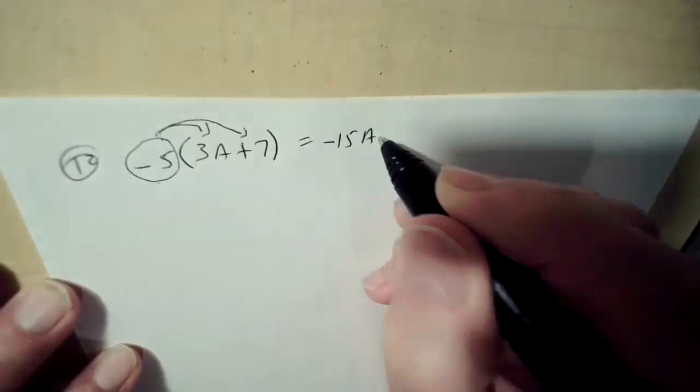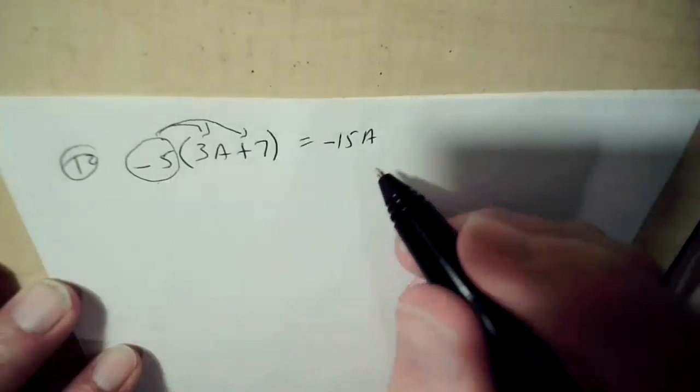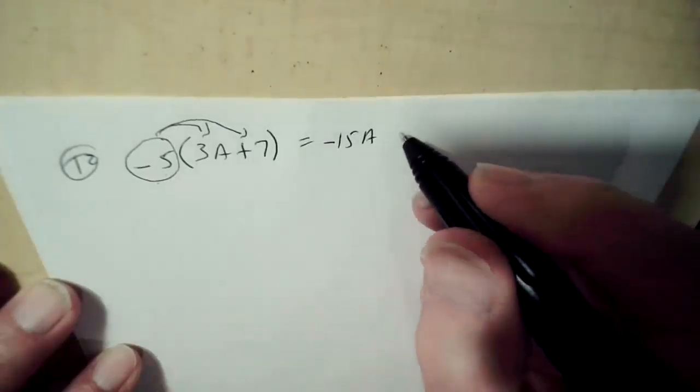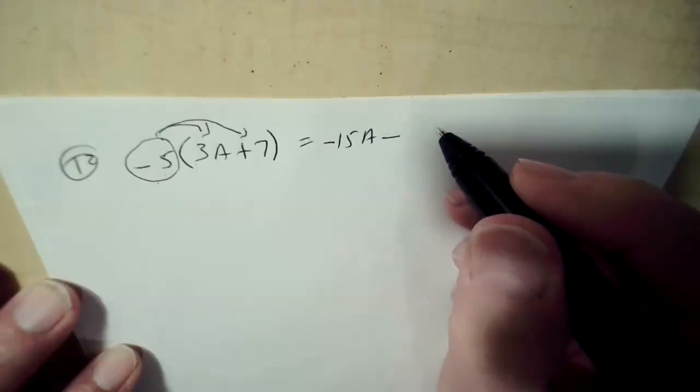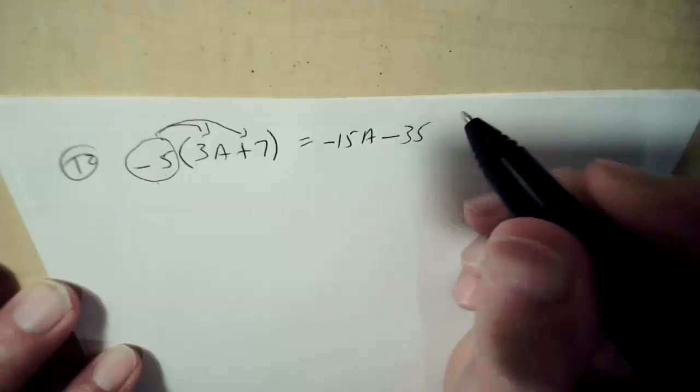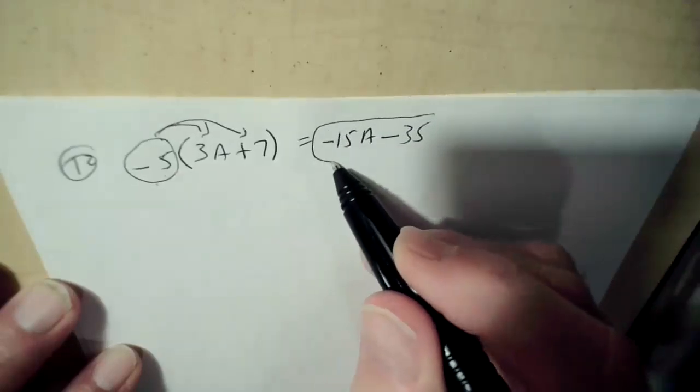-5 times 3a is -15a, I think. And -5 times 7, a negative times a positive is a negative, was it 35? I think that's right.